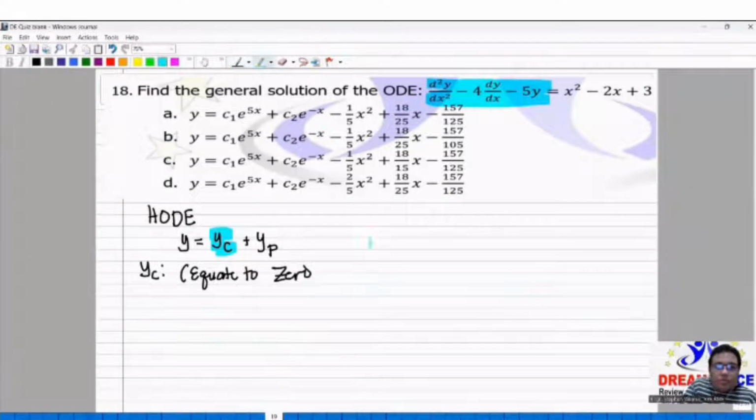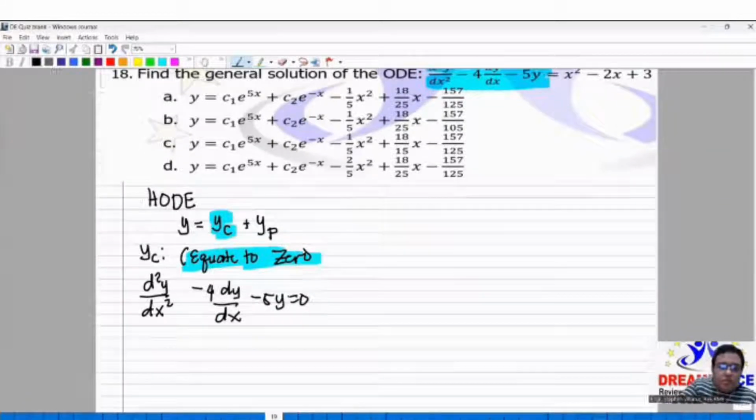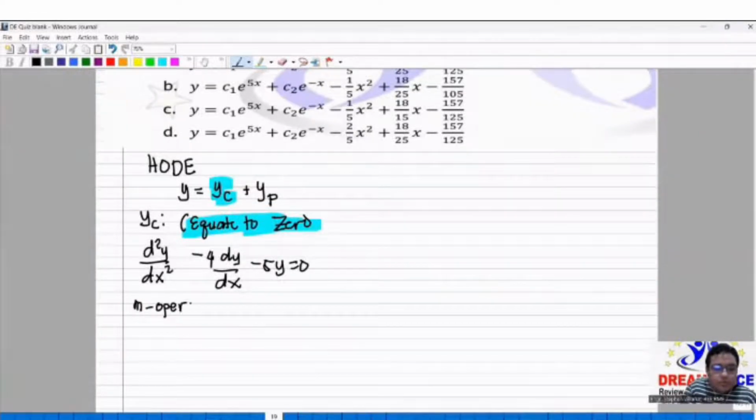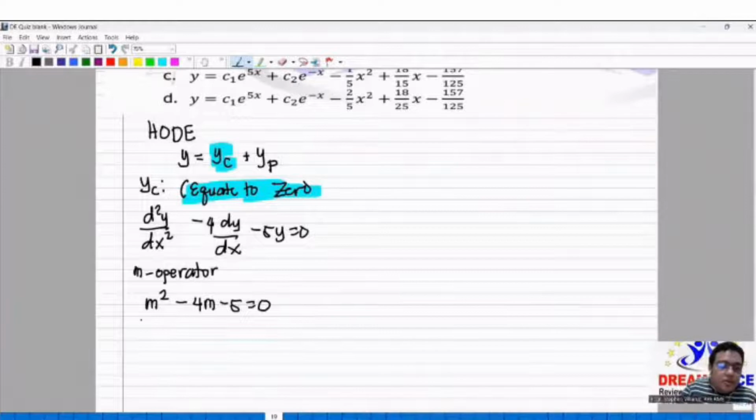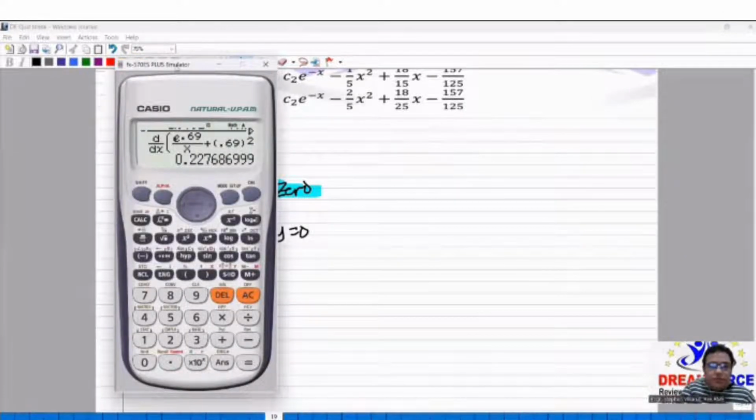So highlight natin ng blue. So this will become d squared y over dx squared minus 4 dy dx minus 5y equal to 0. So then we will use your m operator. Okay? So this will become m squared minus 4m minus 5 is equal to 0. Yan. So pwede na tayo makakuha ng roots dito. So using your mode 5, 3 quadratic equation, makukuha natin yung dalawang roots. So that is mode 5, 3.